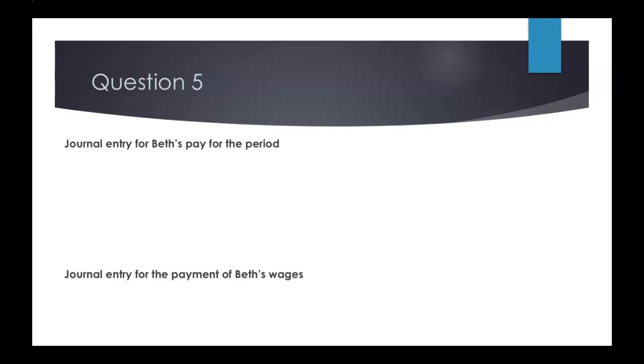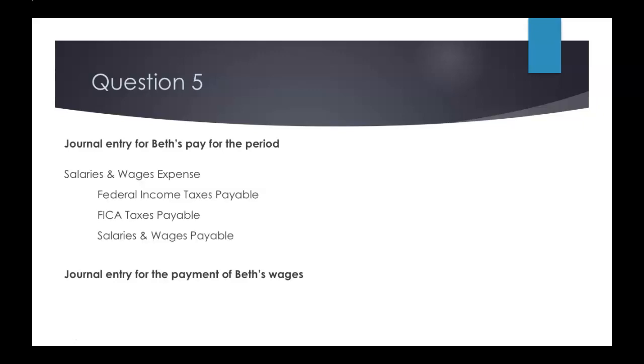So now let's take a look at these journal entries. So we first need the journal entry for the pay for the period. So it's going to look like this. We're going to debit our salaries and wages expense. And then we credit all of our taxes and deductions payable. So we will credit federal income taxes payable, FICA taxes payable, and then we credit salaries and wages payable.